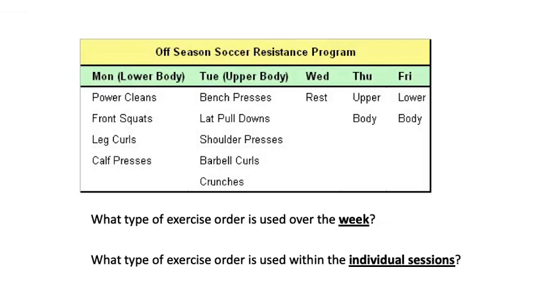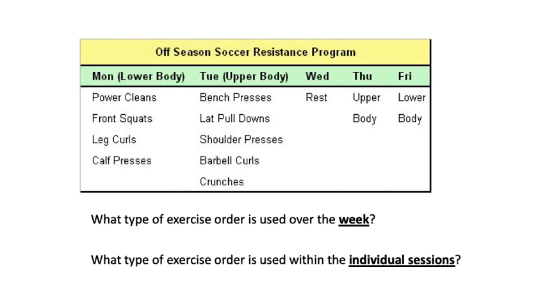I want you to look at this example of an off-season soccer resistance training program. I just pulled it off the internet. So on Monday is lower body, Tuesday is upper body, Wednesday is a rest, and then Thursday and Friday. The first question I have for you is what type of exercise order is used over the week? Okay, I want you to answer that now. The second question is what type of exercise order is used within each individual session? And I want you to answer that now.